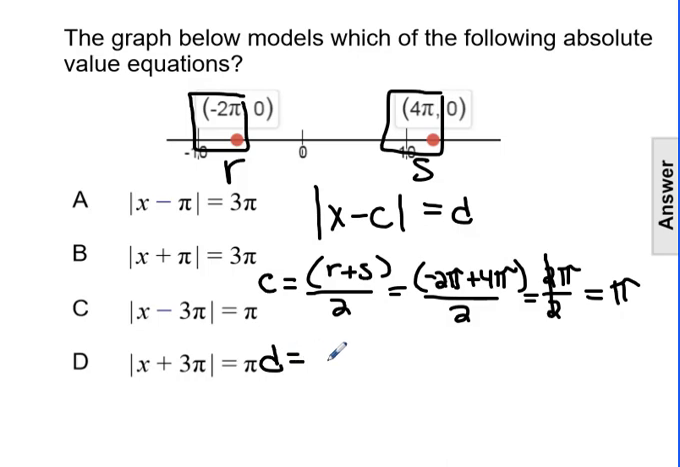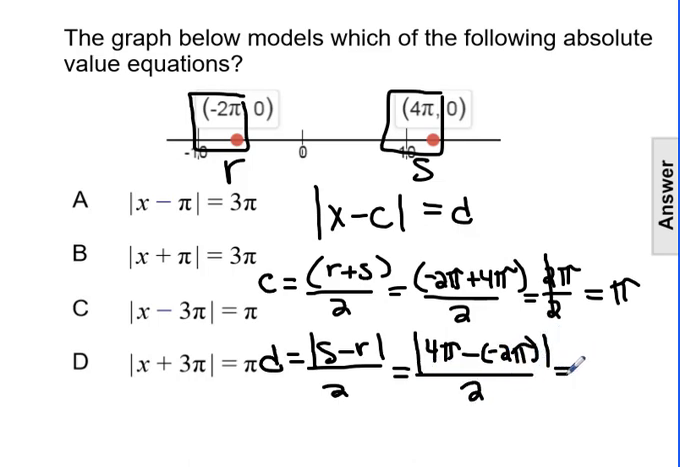Then we have our distance, d, which is going to be the absolute value of s minus r over 2. So that gives us 4 pi minus negative 2 pi over 2, which, 4 pi minus a negative is really plus 2 pi. So 4 pi plus 2 pi is 6 pi over 2, the absolute value, which is 6 pi over 2, which is 3 pi. So we have c equals pi, d equals 3 pi.